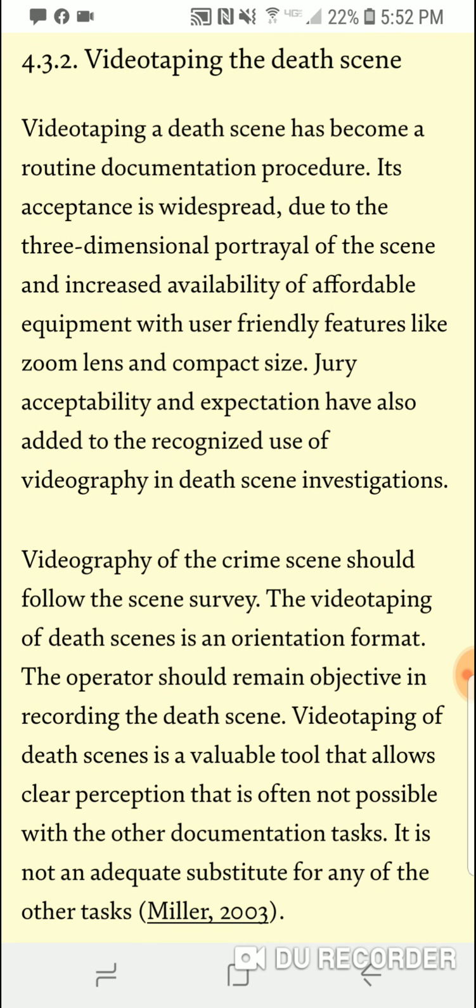Videotaping a death scene has become a routine documentation procedure. Its acceptance is widespread due to the three-dimensional portrayal of the scene and increased availability of affordable equipment with user-friendly features like zoom lens and compact size. Jury acceptability and expectation have also added to the recognized use of videography in death scene investigations.